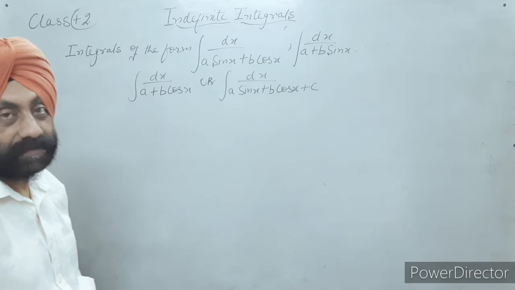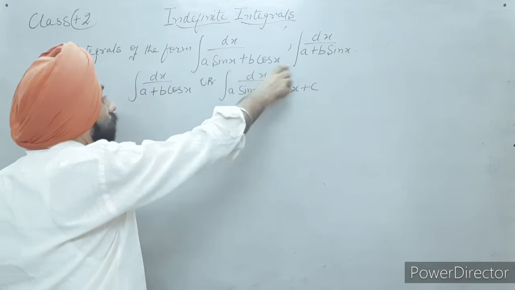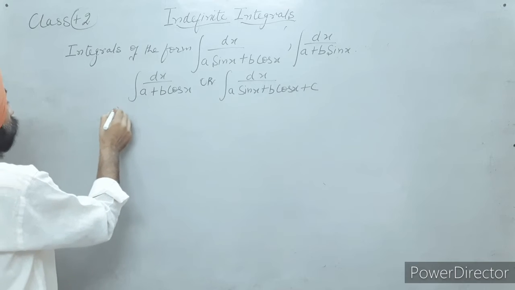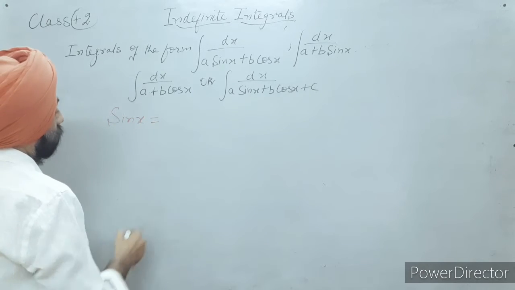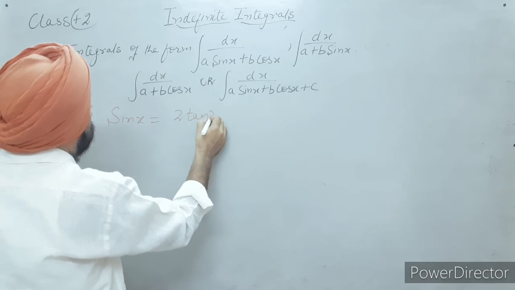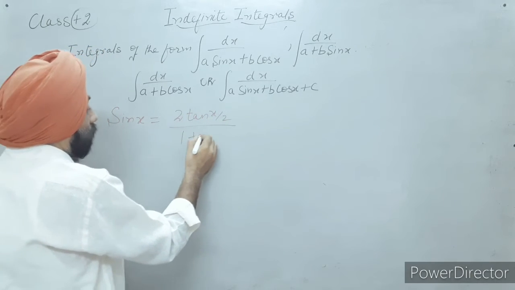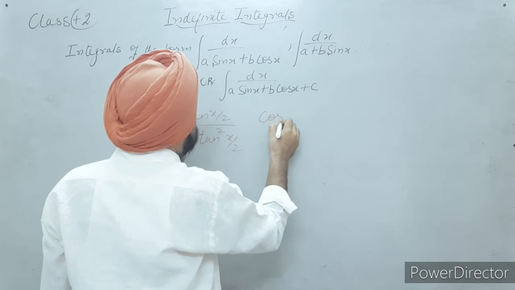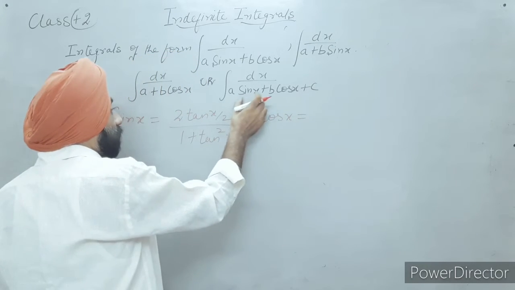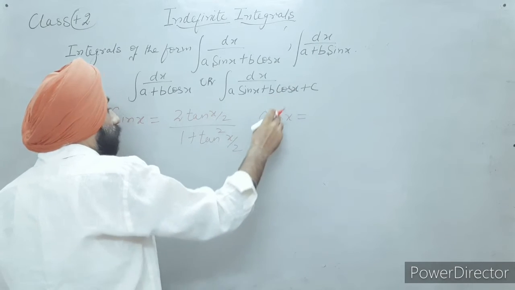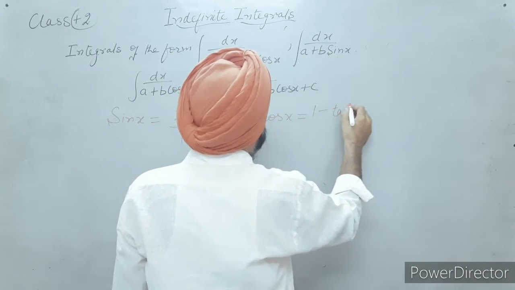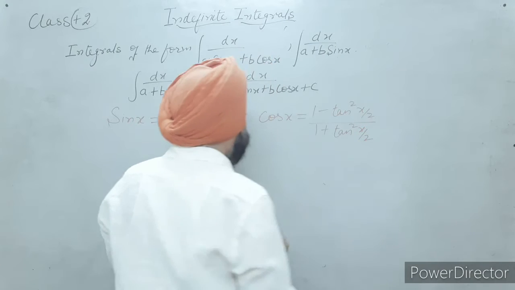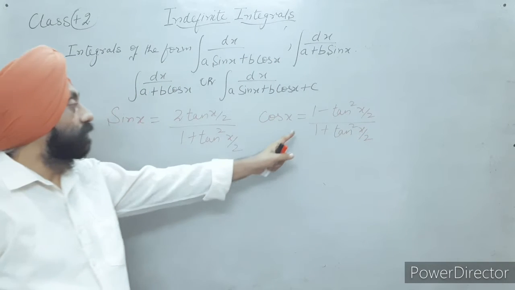Now, in all the cases, whether the integral is of this form or this form or this or this, remember the formula: sin x will be written as 2 tan x by 2 divided by 1 plus tan square x by 2, and cos x will be written as, you all know, 1 minus tan square x by 2 upon 1 plus tan square x by 2.